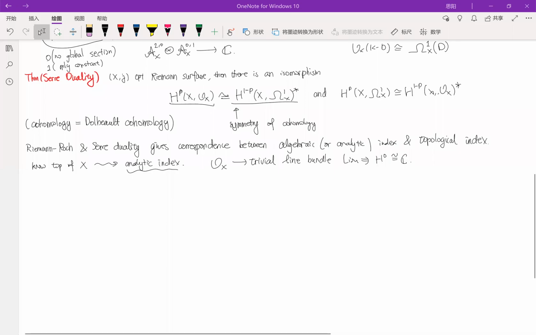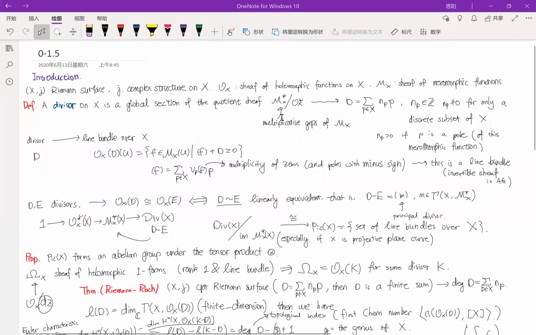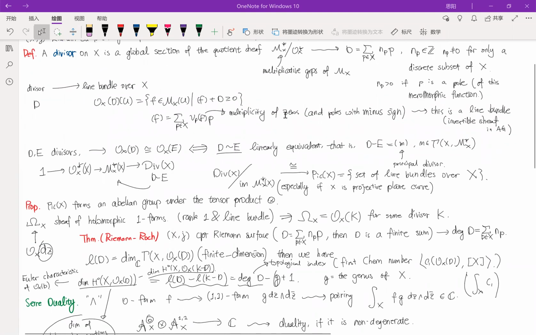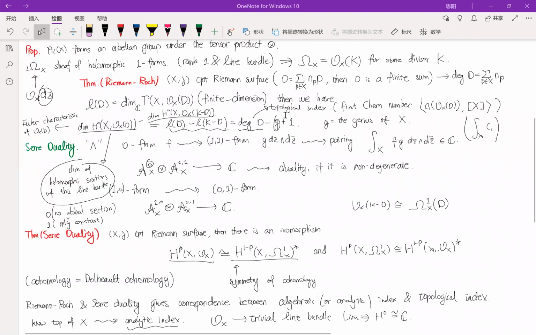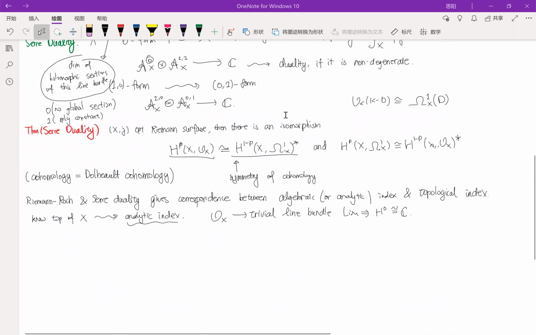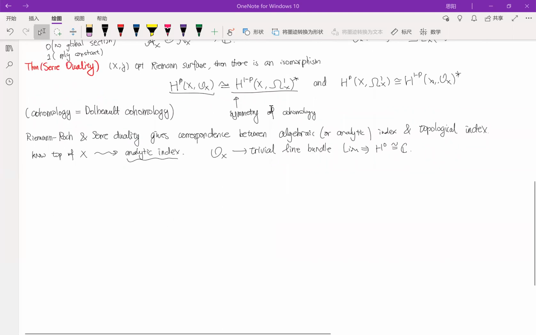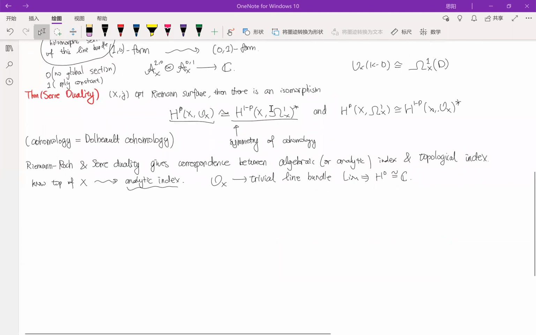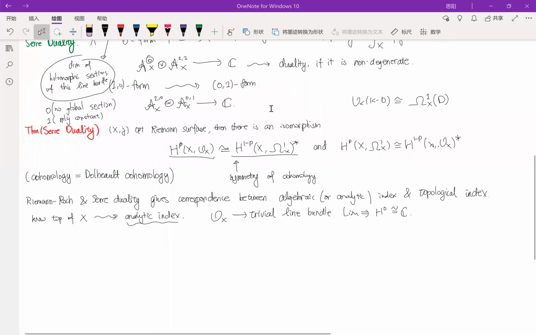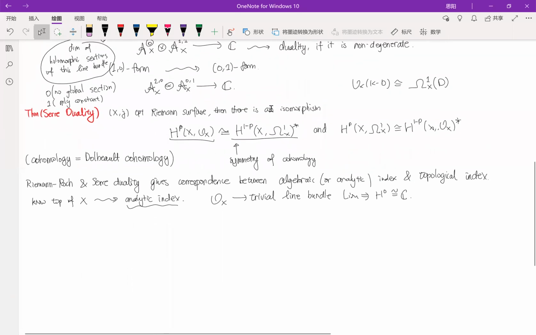So we must start from, yes, we must start from the half. So let me spend some minutes to scan through the previous sessions. Okay, now let's go on.